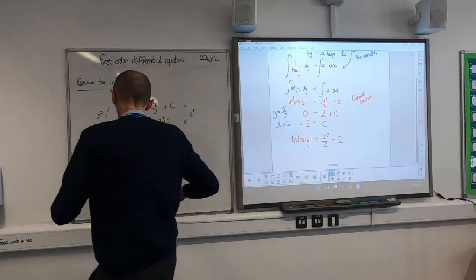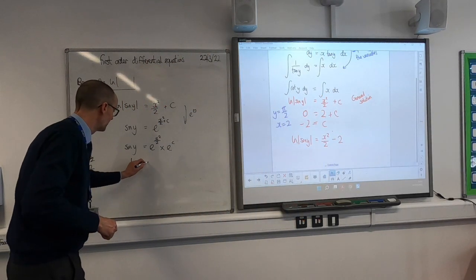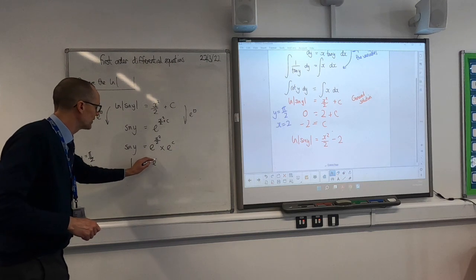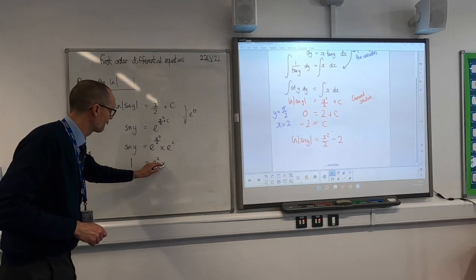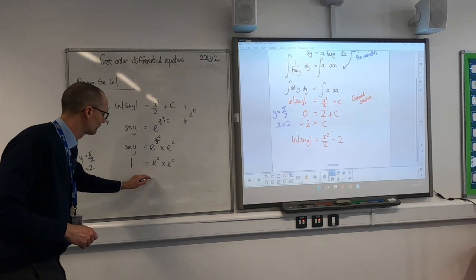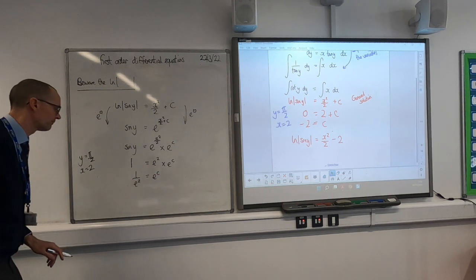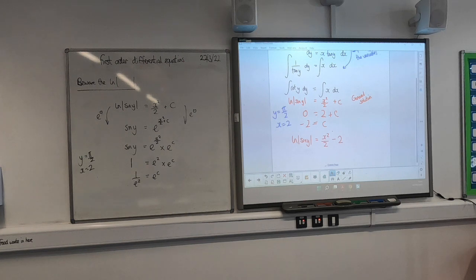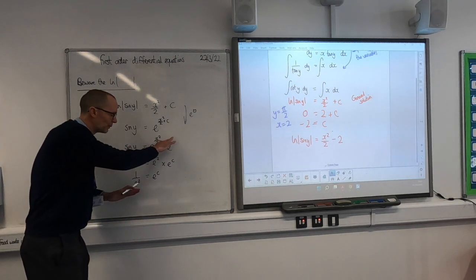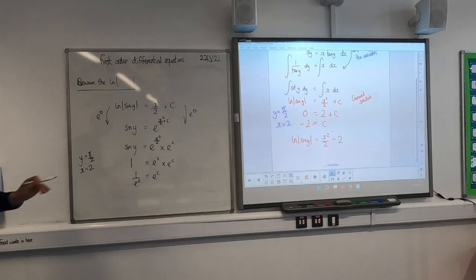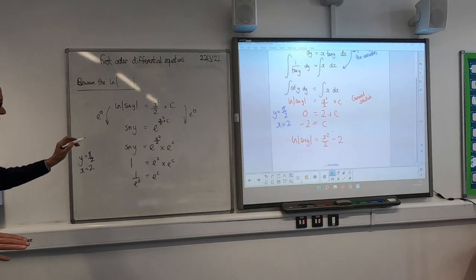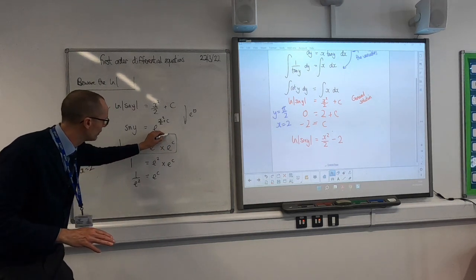So the sine of pi over 2 is 1. That's e squared. And that's all I want. I'm not bothered about c. I just want to know what the thing with the constant is. Now I could write that as e to the minus 2, or I could leave it as it is and rewrite my general solution.